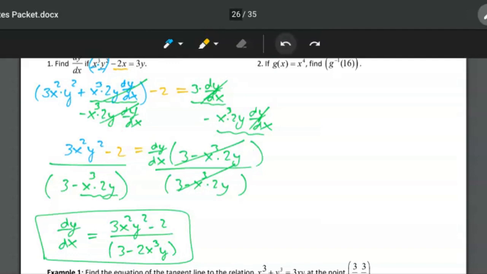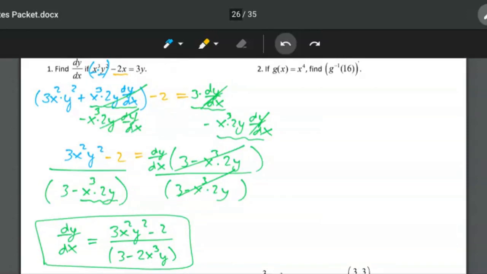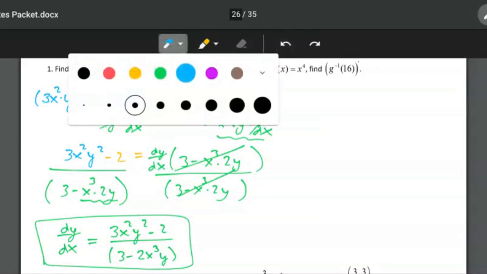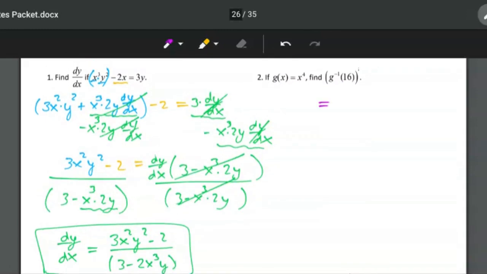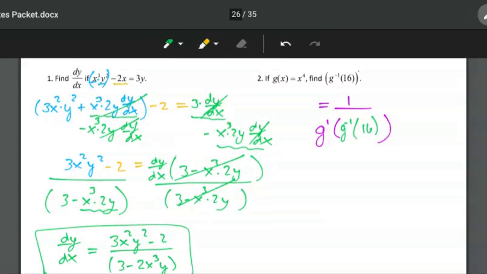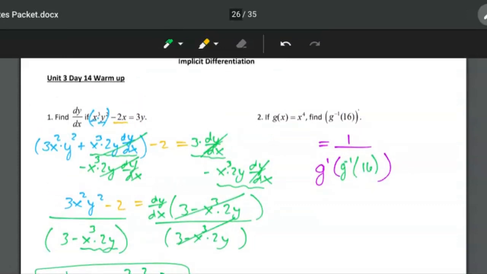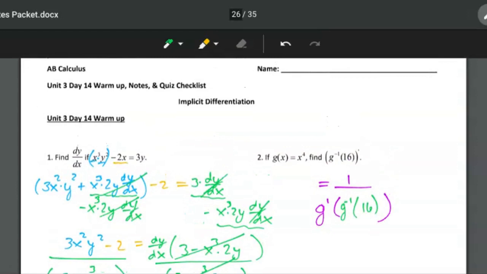Both are correct. Now the next one: g of x equals x to the fourth. Find the derivative of the inverse of g prime. So remember, you have to know that there is a special formula there, all right? And it is 1 over the derivative of the inverse of 16. So you always have to do the parentheses first. So we've got to figure out, what's the inverse of 16. So I'm just going to pull that off to the side.